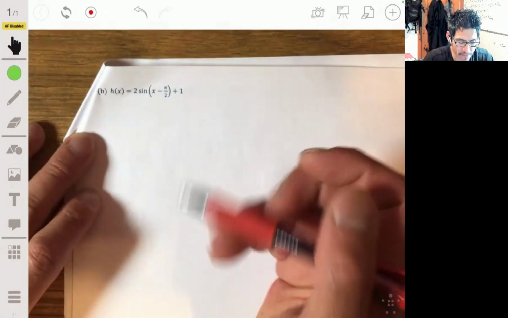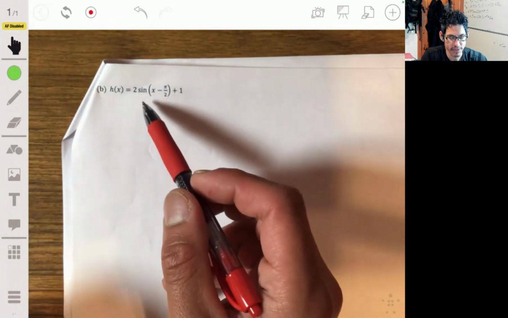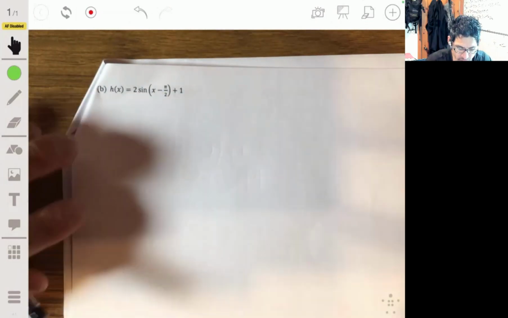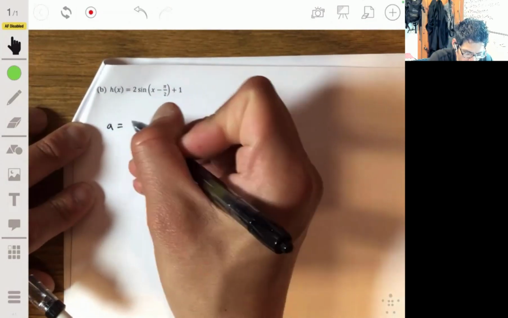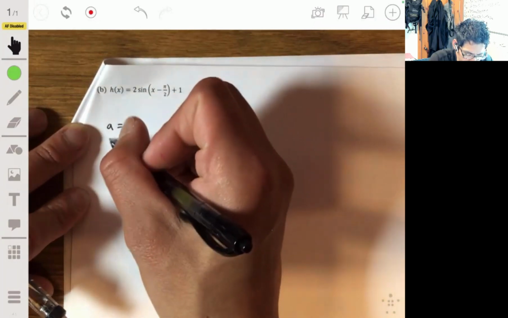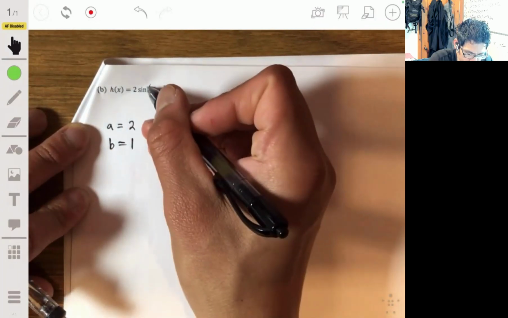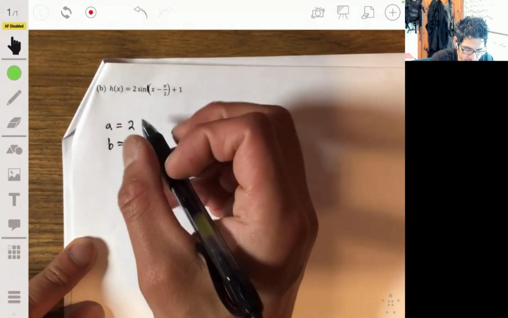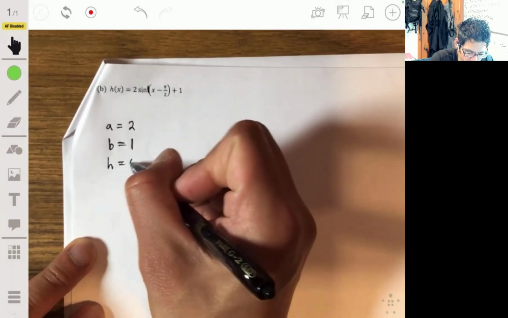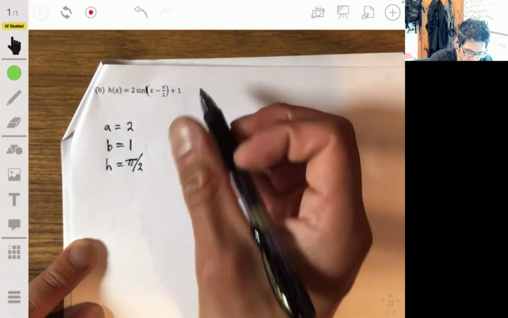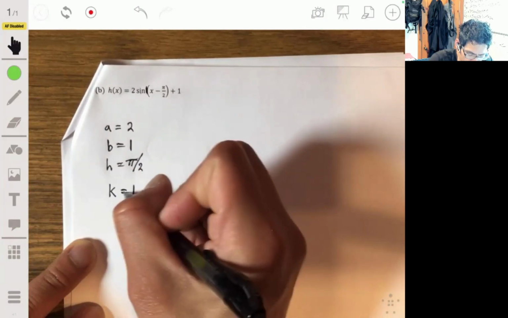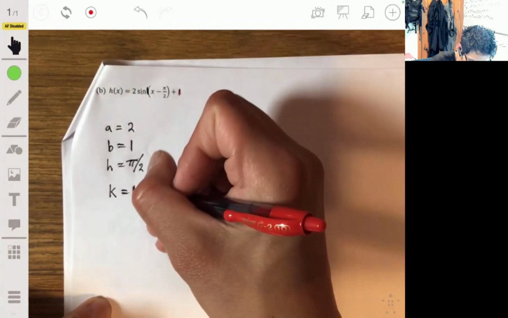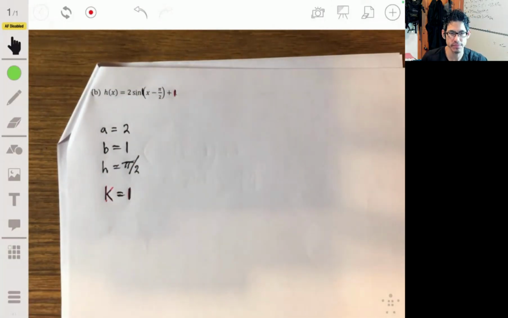Here we have the equation h of x equals 2 times the sine of x minus pi over 2, plus 1. So we get some more action. Here a equals 2. B is going to be 1, because remember, this is just like the sine of 1 times x minus pi over 2. We don't need to write the 1. So b is 1. The h is pi over 2. And the k is equal to 1 as well. Let me make this 1 in red so we know which one we're talking about.